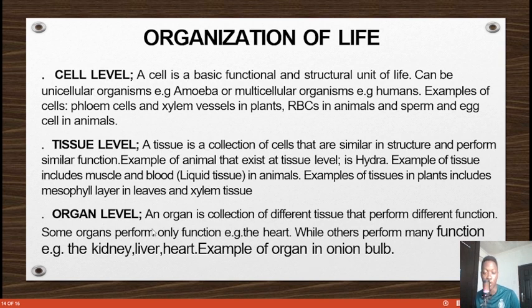Others perform multiple functions, like the kidney. The kidney performs an excretory function. It also produces some hormones that we are going to learn later on. The liver detoxifies the body, and it produces other things that we're also going to talk about. And this is a mistake: the heart, we said, performs just majorly one function, but the heart can also perform multiple functions, guys. In case you don't know, the heart produces a hormone called atrial natriuretic peptide, but that's not a big deal. Let's just know that the organ level is multiple tissues coming together to form an organ. An example of an organ in plants would be the onion bulb.